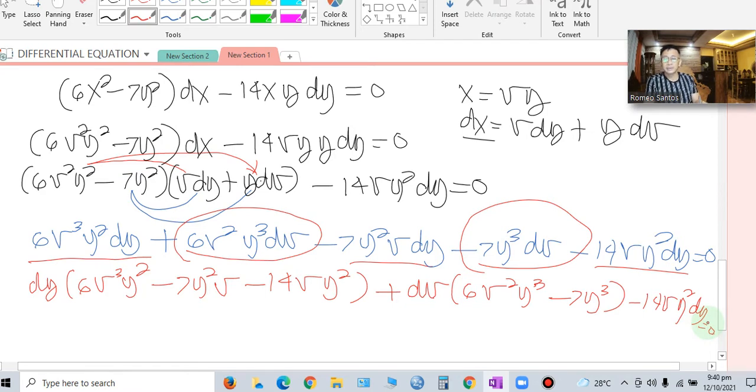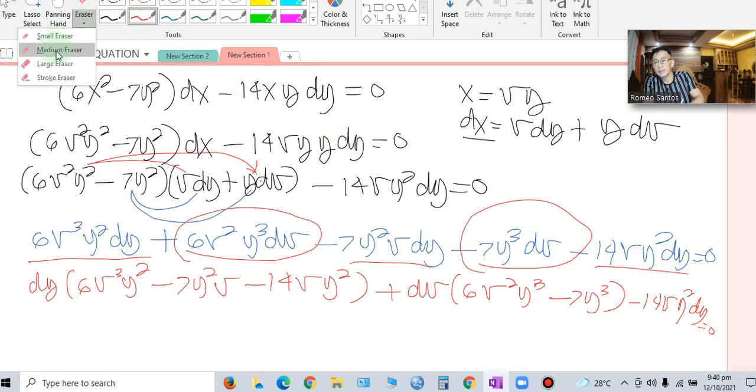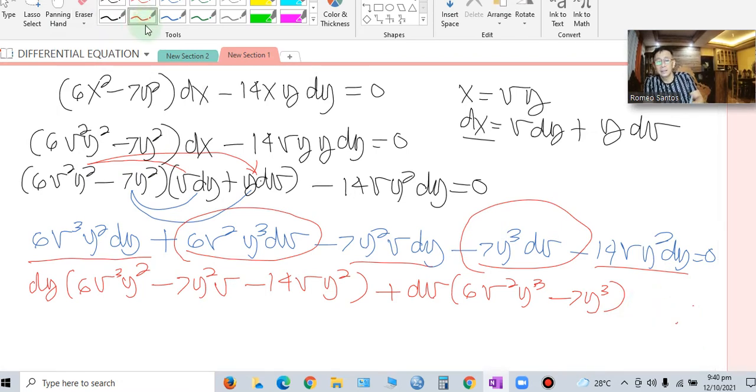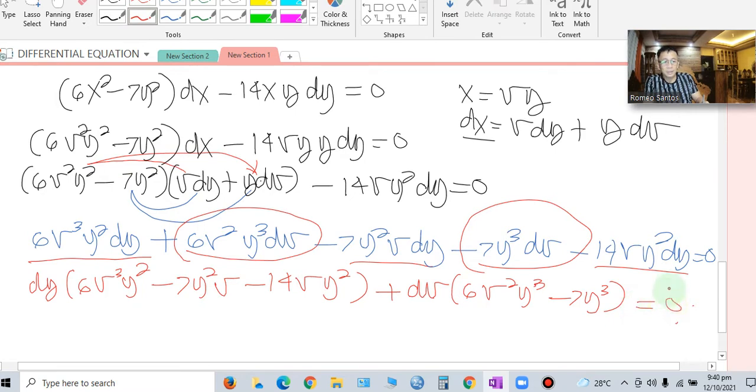Okay, so, hindi, tapos na pala. Sorry. Tapos ka na. Okay, this is equal na to 0. Dito na yan, ito yung 14, ito na. Okay, so, let us factor out yung mga common term and combine the same term.